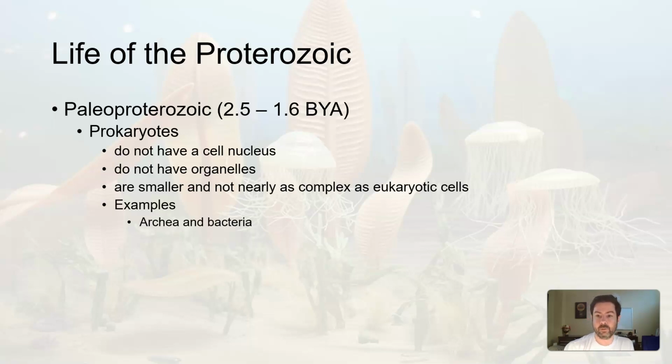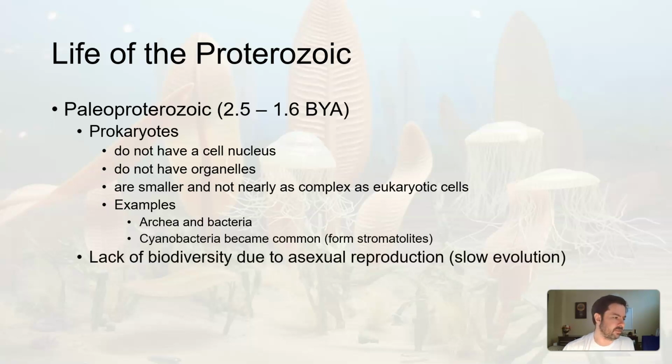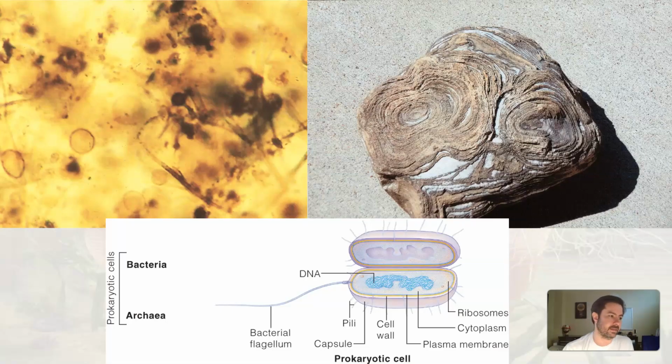Like the cyanobacteria, which became common, that formed stromatolites. There's a lack of biodiversity due to asexual reproduction. They just kind of split and replicate. There's not necessarily DNA that is altered to create diversity. So evolution is slow. For a billion years, it's just kind of cyanobacteria and ancient archaic stuff.